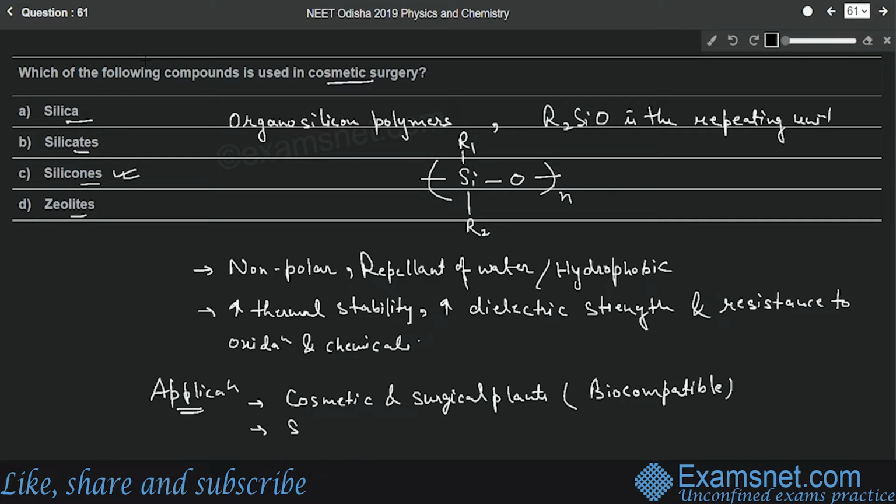Other applications are, these are used as sealant, greases, electric insulators, etc. Okay. So this was all about the silicones.